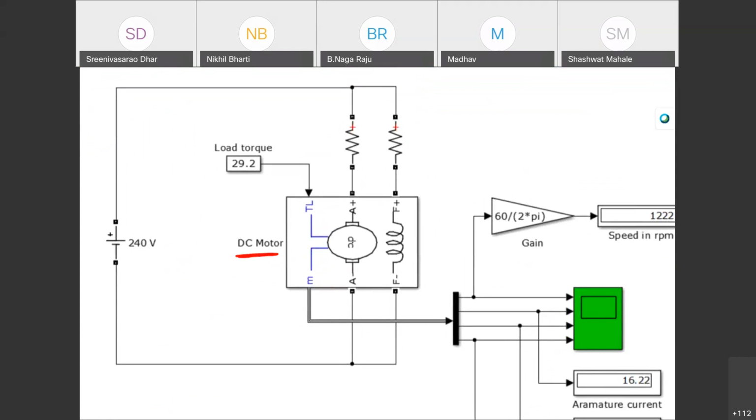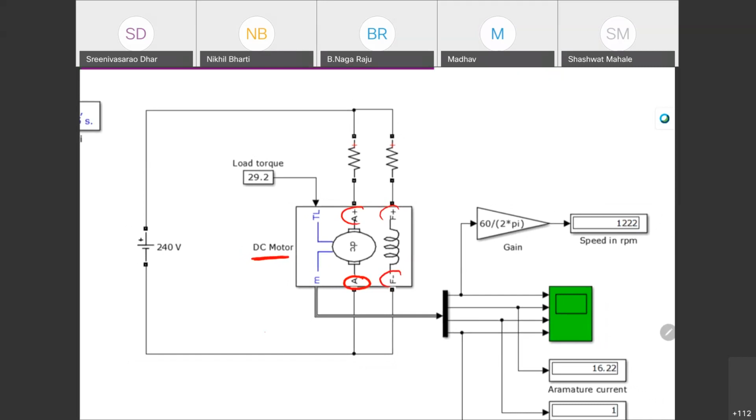So you have these 4 terminals. This is armature plus, and this is armature negative, and these are the field windings. Here I connected this one to the same supply, therefore it is a shunt connected machine.